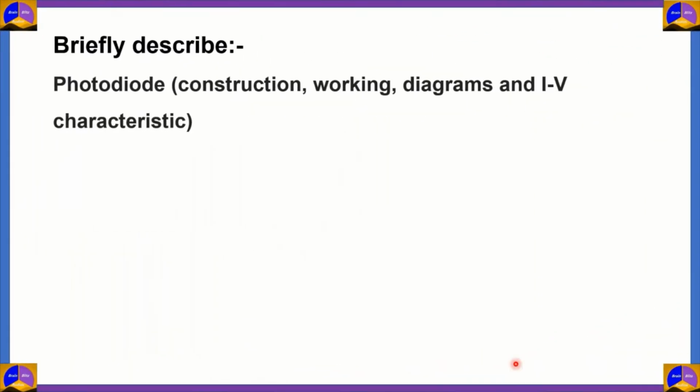The first description is to briefly describe a photodiode. In this you need to tell the construction, working, diagrams, and VI characteristics. So what is a photodiode? A photodiode is basically a special purpose p-n junction diode fabricated with a transparent window to allow light to fall on the diode, and it generates current when exposed to light.